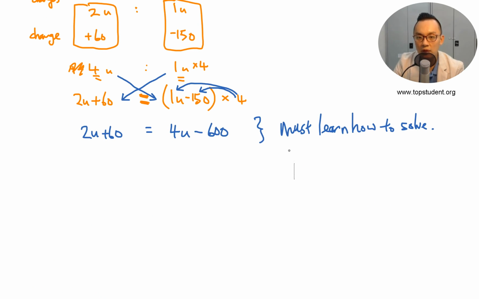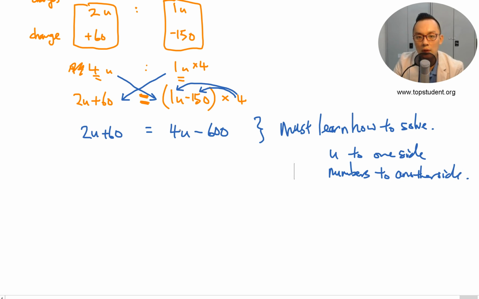And the most important thing is all the U's to one side and all the numbers to another side. All right. So that's all. So all the U's to one side. So I have my 4u here. Just put a plus sign here in front to make things clearer.